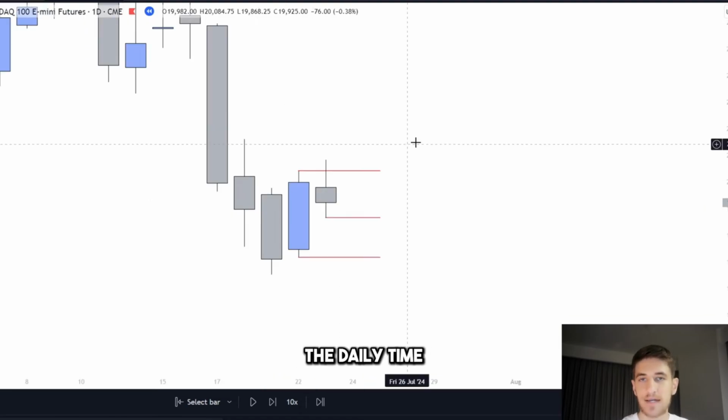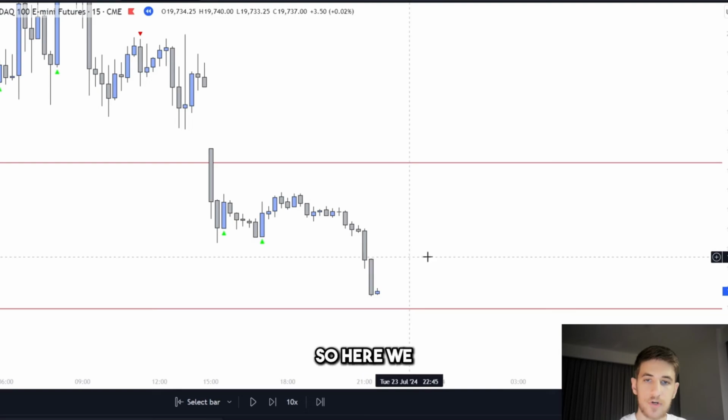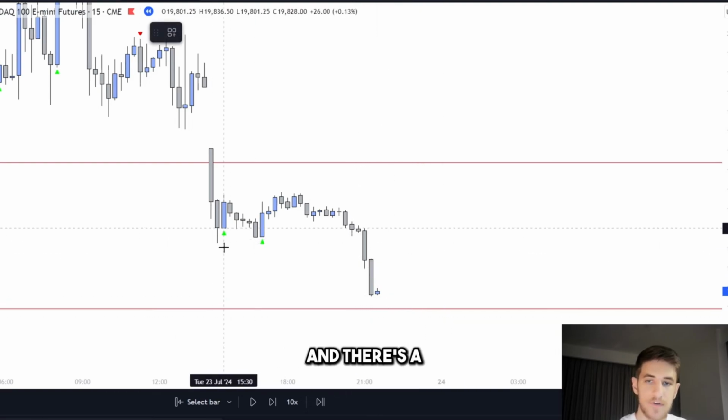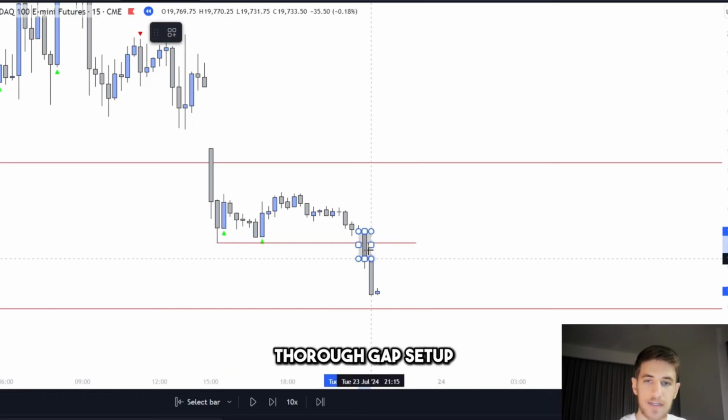Now we have the daily time frame, so now what I want to do is drop down to a lower time frame and look for any entries that I can take for a move down to this low. So here we are on the lower time frame, and there's a very nice setup that we can see, which is a break of structure and a perfect fair value gap setup right here.